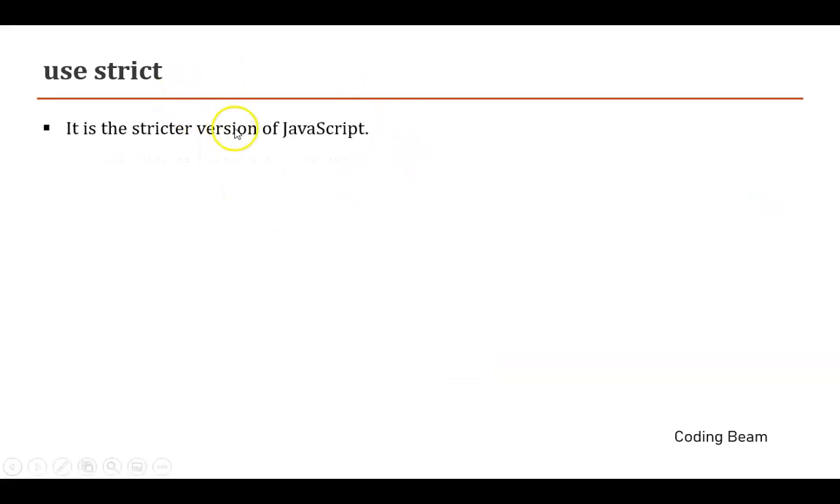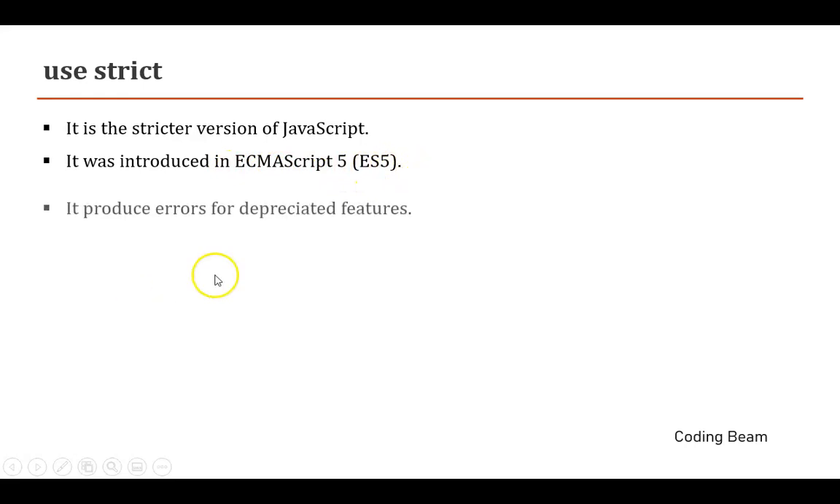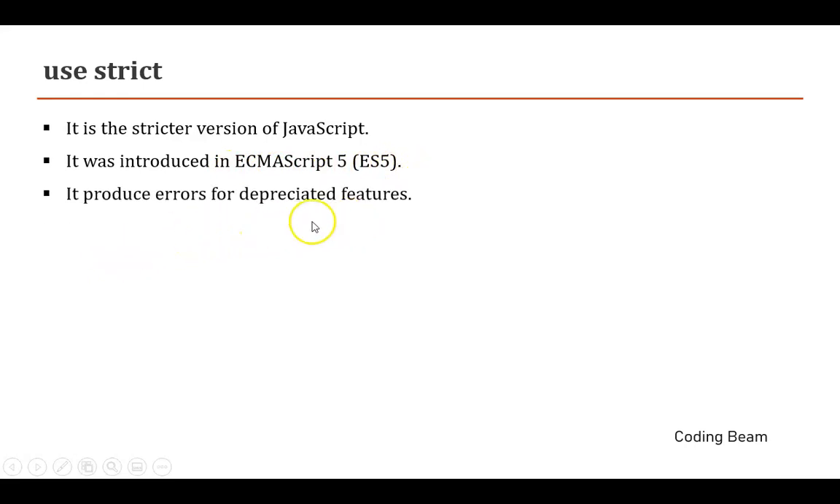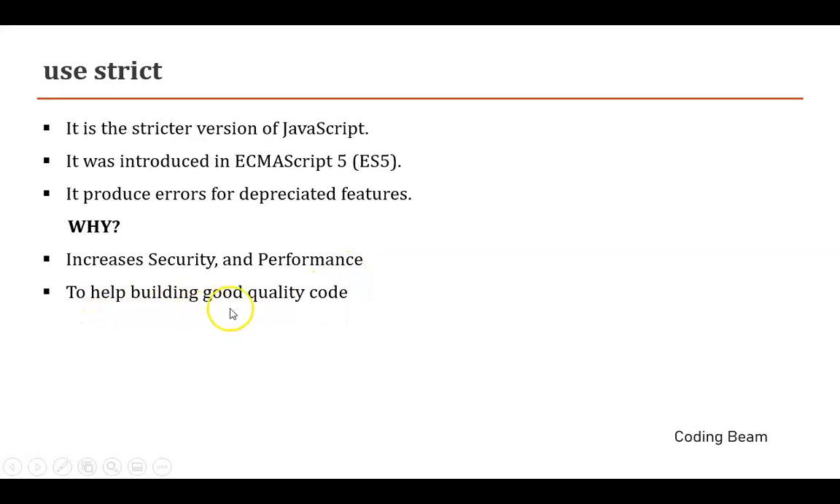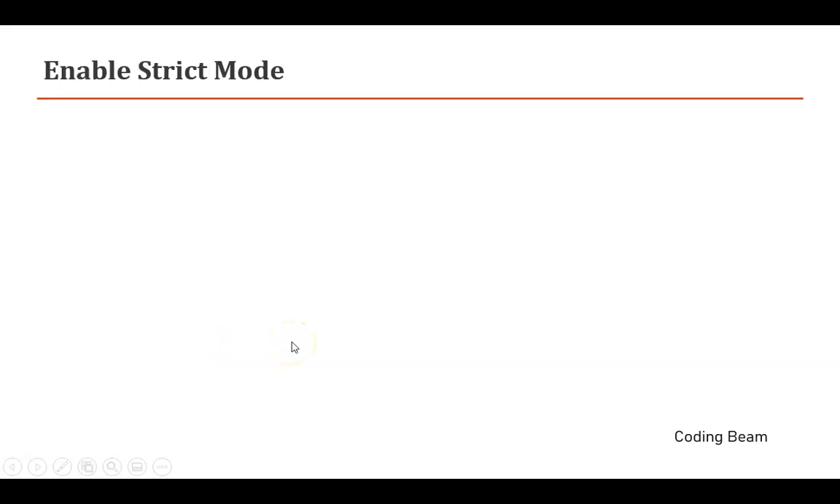It is a stricter version of JavaScript and it was introduced in ES5, and it produces new errors for deprecated features. And why do we need it? Because it increases the security and performance, helps build the quality of the code, and reduces bugs. And that's why we need the strict mode in JavaScript.